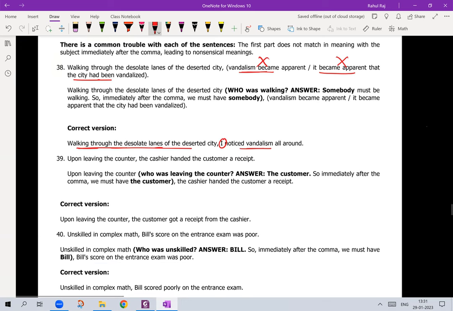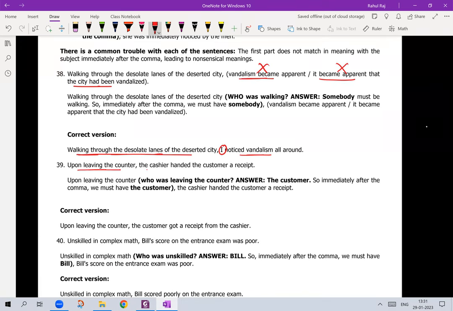That's crap. Upon leaving the counter, the cashier handed customer a receipt. Cashier. So this is giving you a meaning that cashier was leaving the counter. Or you can 100% say, Rahul, why can't this be the case? This can be the case. But usually what happens? Customer leaves the counter by paying the cash, right? So customer should come. Upon leaving the counter, the customer got a receipt from the cashier. Customer should come, whatever clause you want to create, you create. That doesn't matter at all. But ensure that whatever modifier you are trying to write, after the comma, that modifier reference should be very, very clear.